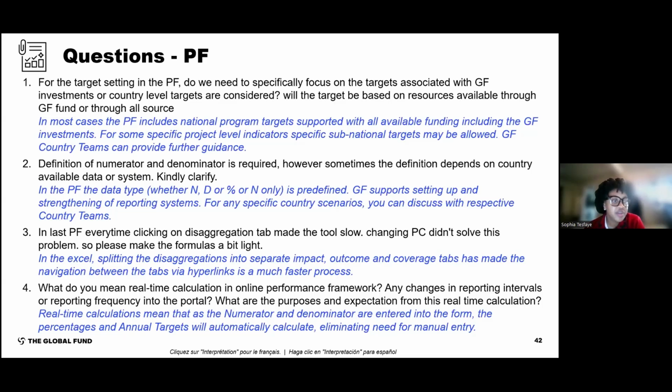In the last performance framework, every time clicking on the disaggregation tab made the tool slow. Changing PC did not solve this problem, so please make the formulas a bit light. So in the Excel for GC8, we've split the disaggregation tabs, as I mentioned before. And so in splitting the disaggregation tabs into those separate impact, outcome, and coverage tabs, it's made the navigation between each of those elements via those hyperlinks a much faster process. So I think that is all for me. Thank you.